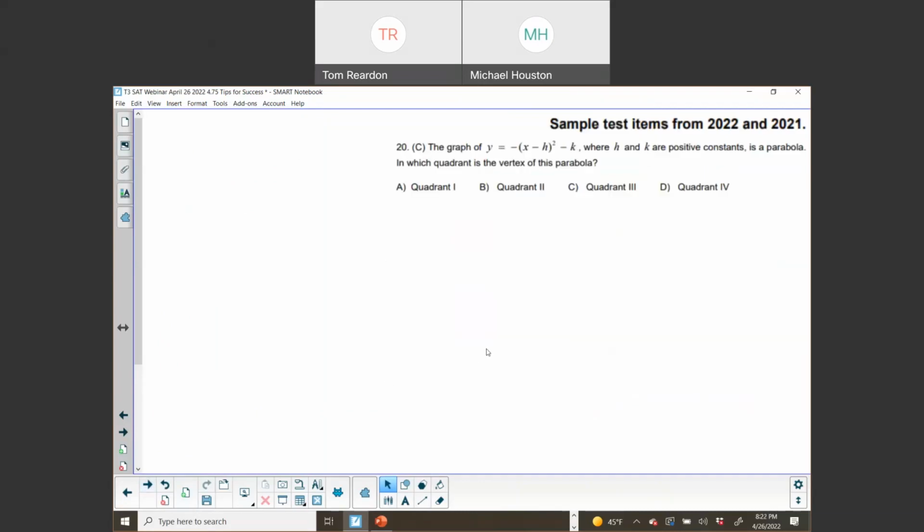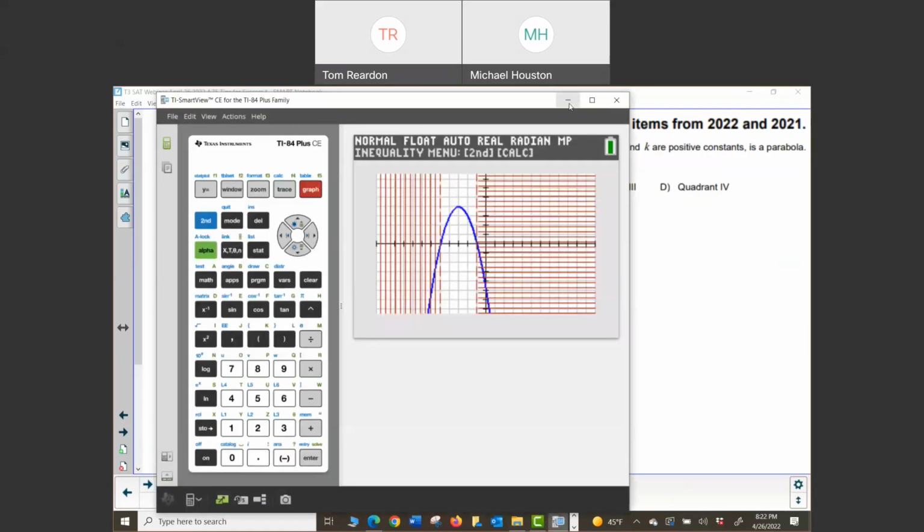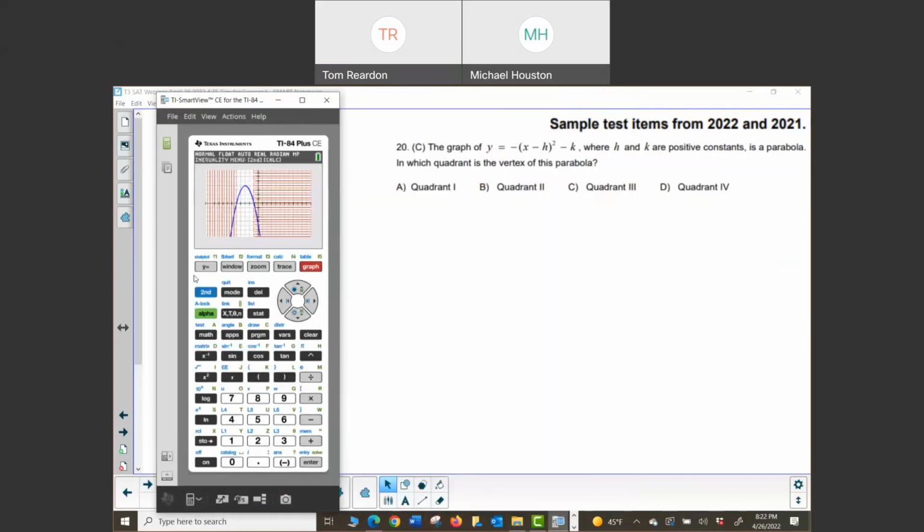All right, some sample test items from 2022 and 2021. So again, this is number 20 from a test in 2022 or 2021. I don't remember which one. It's a calculator one. It was really close to this one, but I couldn't use it exactly, so I created my own. But it's pretty doggone close. So for this one, I'm hoping students can do this without a calculator. But in fact, let me go ahead and turn off that inequalities app. I don't need it anymore. There's several ways to turn it off. And I also don't need this anymore.